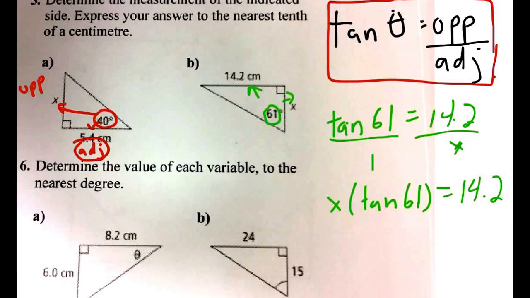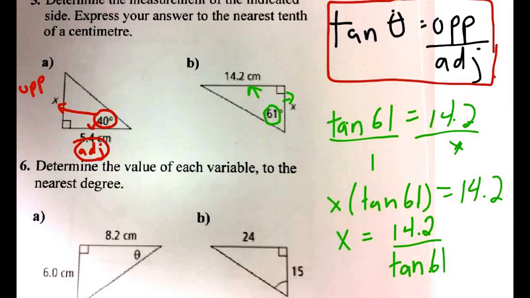Okay, so then we're not quite ready to solve this on our calculator yet. We want x by itself, so then we're going to have to divide both sides by tan 61. So your calculation should be 14.2 divided by tan 61. And that's it. So then plug that on your calculator. Go 14.2 divided by tan 61.